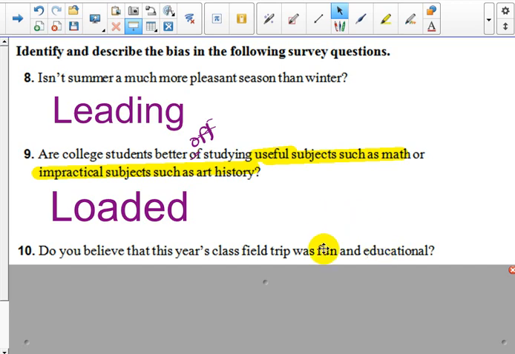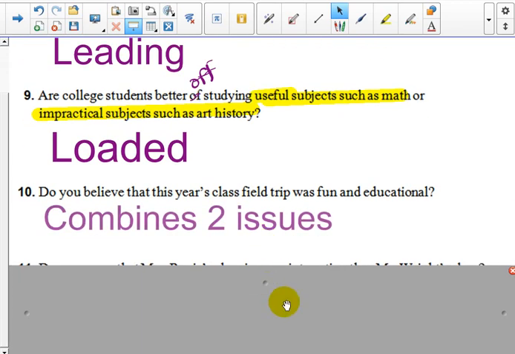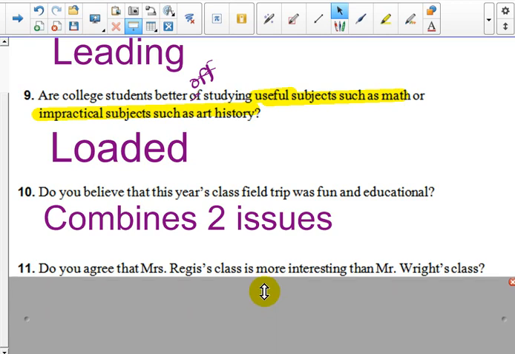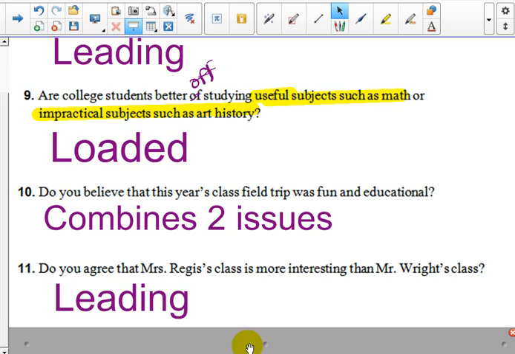You've got to break it down. It could be a checkbox. Was this year's class field trip checkbox fun, checkbox educational. Check one, or both. So it combines two issues. Do you agree that Mrs. Regis's class is more interesting than Mr. Wright's class? Leading. Yes, you guys are going to make great lawyers. Leading, Your Honor. All right. Any questions on those?